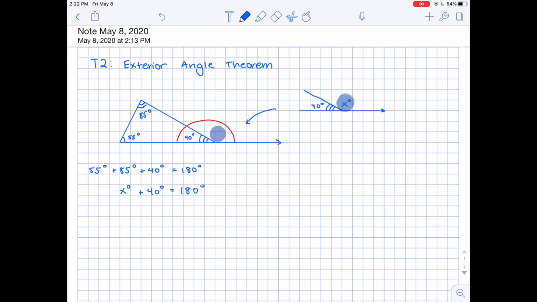Now, again, two things are being used here. Right here, triangle sum theorem. And right here, supplementary angles. Okay.